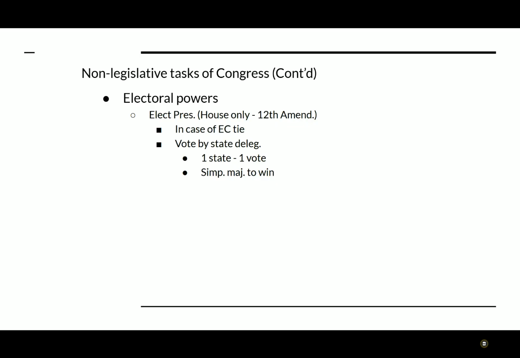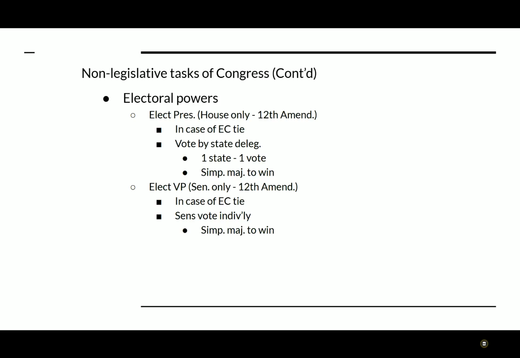Much like the Electoral College, if a vice president needs to be elected, again, this would also be part of the 12th Amendment, same story, right? In case of an Electoral College tie, this would come into play. In this case, the senators do not vote by state delegation, but they vote as individuals. But, returning to the theme we saw in the election of the president in the House, this requires a simple majority to win.